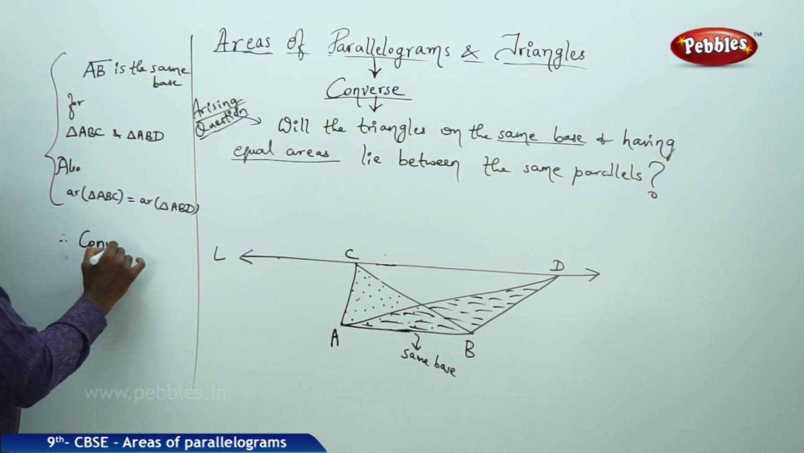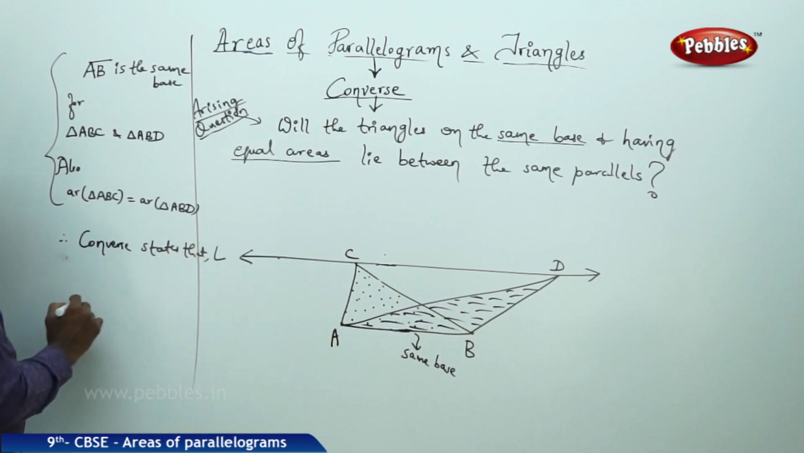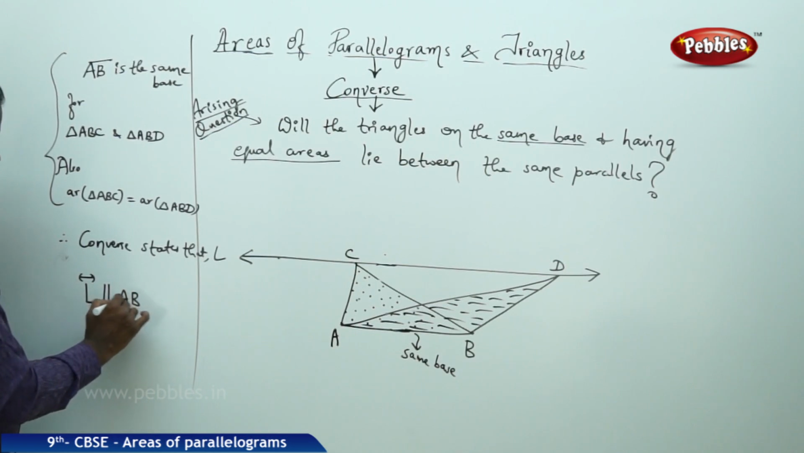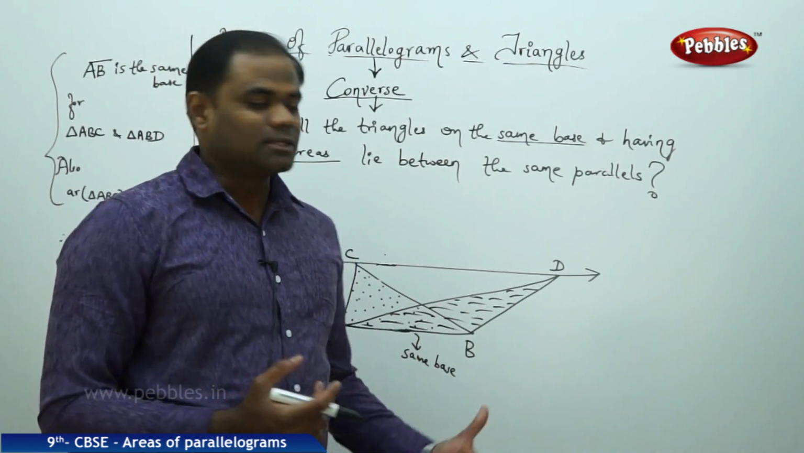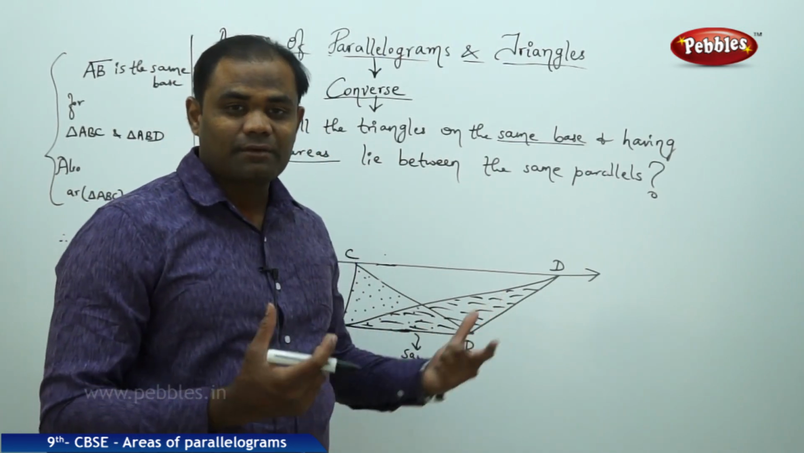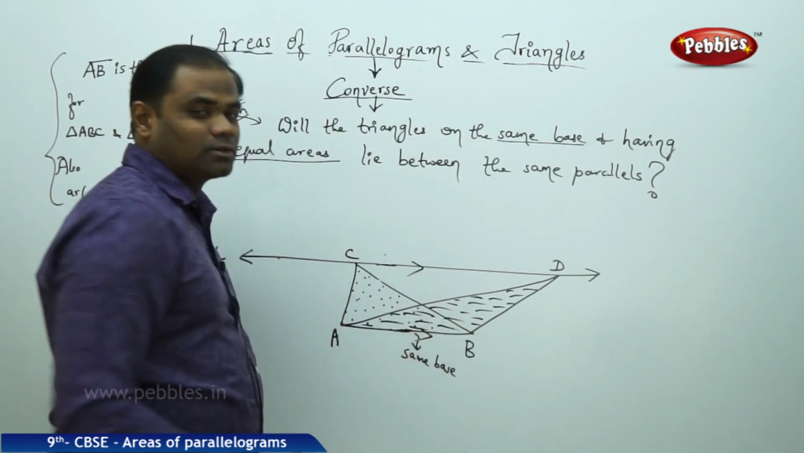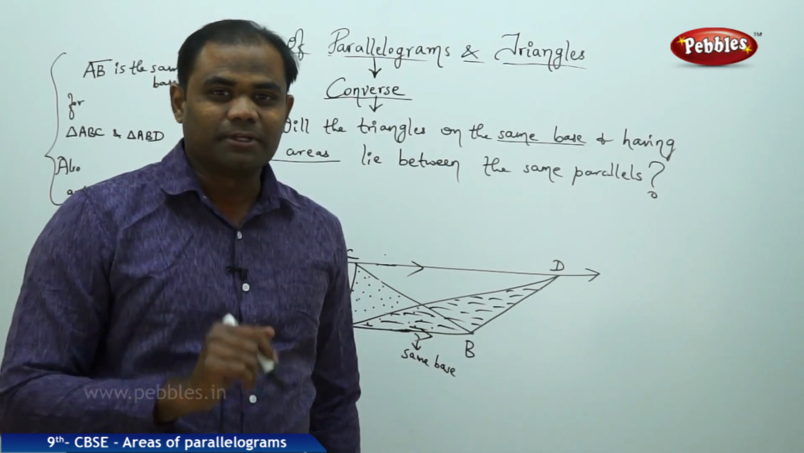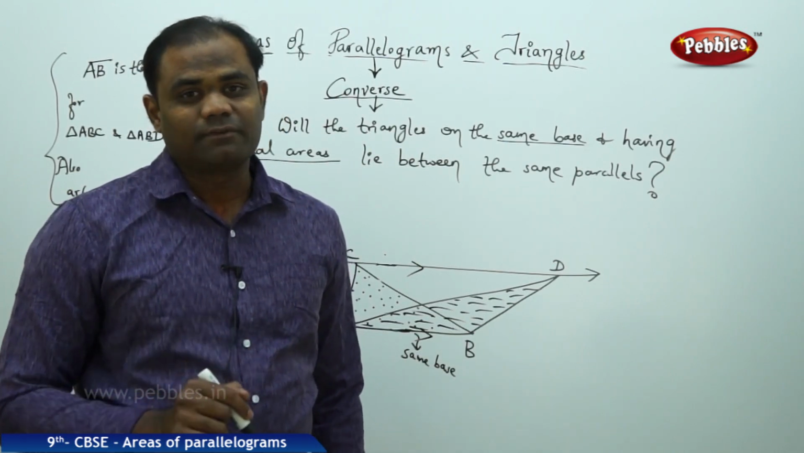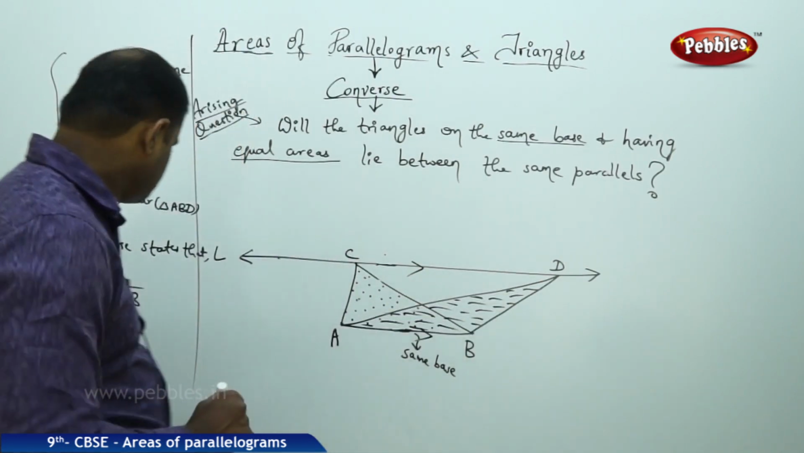Therefore, the converse states that L must be parallel to AB. So if two triangles are on the same base and have equal area, they must lie between two parallel lines, is what the converse says. So the converse of the same base theorem is true. The converse holds for the same base theorem.